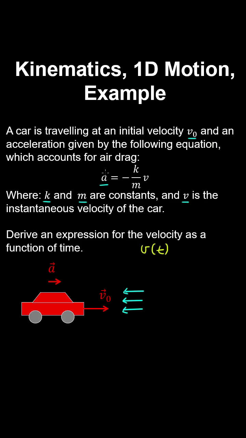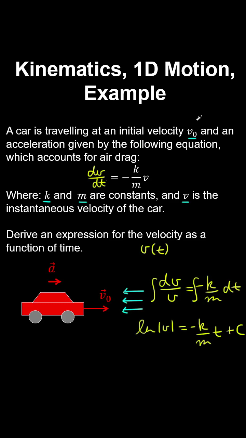So given that the acceleration is non-uniform, we can write it as the instantaneous rate of change of velocity with respect to time. And that gives us a differential equation where we separate the variables and integrate both sides to obtain the following expression. And now we can apply our initial condition where the velocity at time 0 is equal to v0, and that'll give you the constant of integration, and using some algebra, you can obtain an expression for the velocity as a function of time.